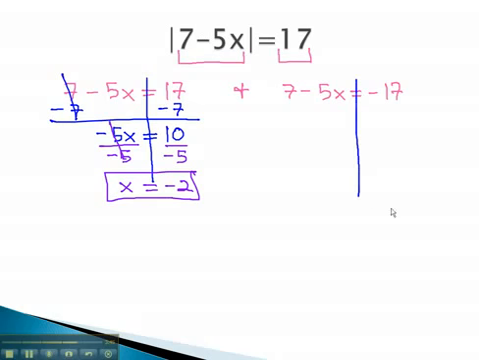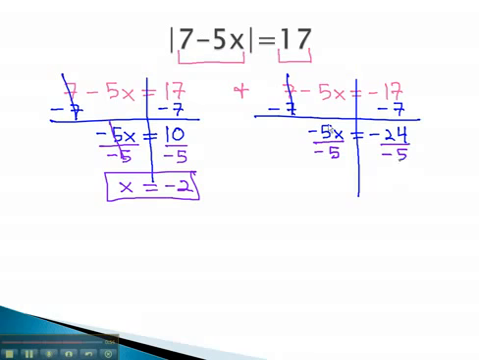Again, we balance through the equal sign and begin by subtracting 7 from both sides. We now have negative 5x equals negative 24. To get the x alone, we divide both sides by negative 5. This gives us x equals the fraction positive 24/5.